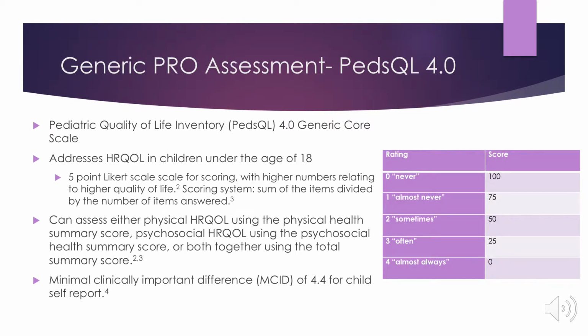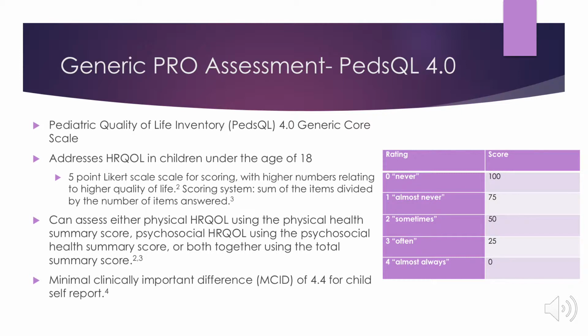The generic PRO assessment I decided to use for my project is the Pediatric Quality of Life Inventory 4.0 Generic Core Scale, abbreviated as the PEDS-QL. I chose this because it addresses health-related quality of life in children under the age of 18. It uses a 5-point Likert scale for scoring, with higher numbers relating to higher quality of life. The scoring system is reversed, however, so the sum of the items is divided by the number of items answered. But as you can see on the right, a lower rating of 0 equates to a higher score of 100.